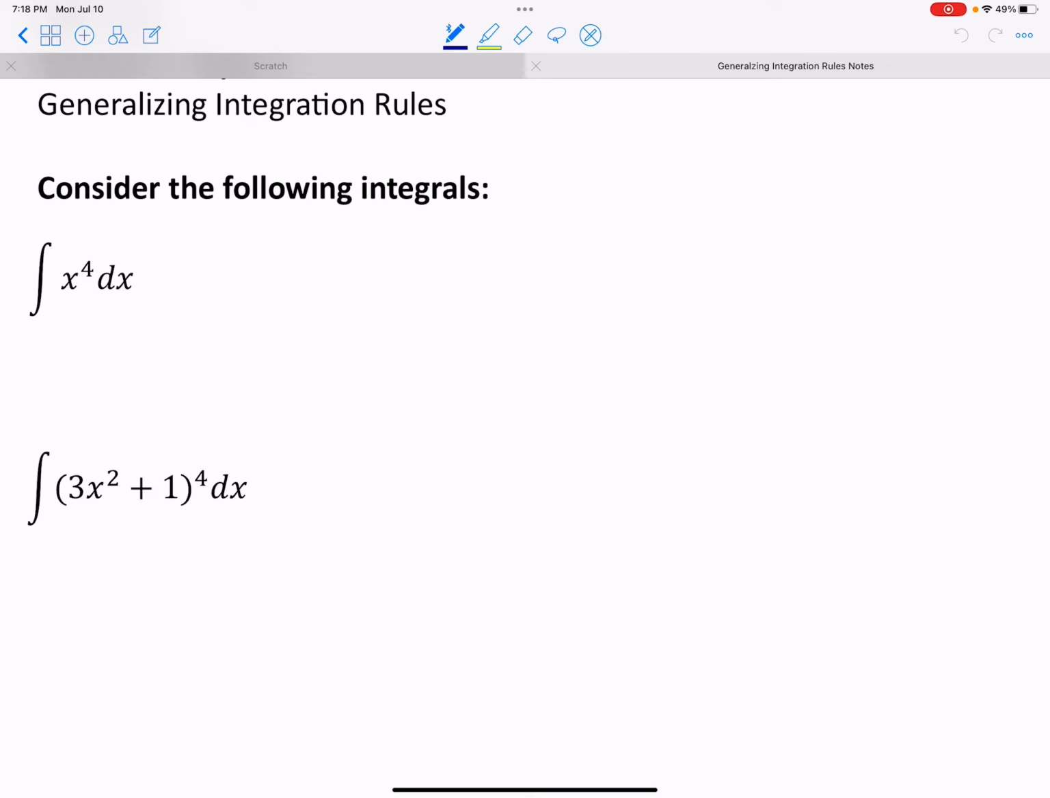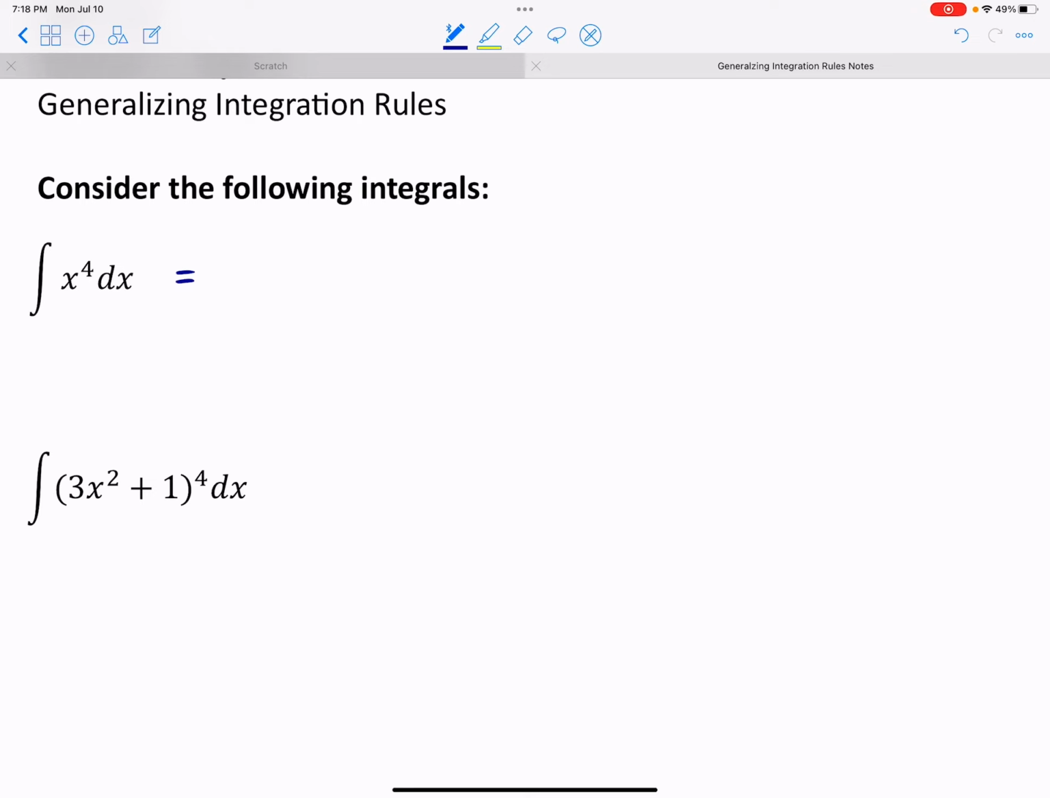Okay, so we're going to start by considering the integral of x to the fourth. Remember, when we're integrating, we're looking for the original function. What we're given here is the derivative. So the derivative of some function gave us x to the fourth. So we're looking at x to the fourth power, the power rule here, undoing our differentiation power rule, which says to multiply and subtract 1 from the exponent.